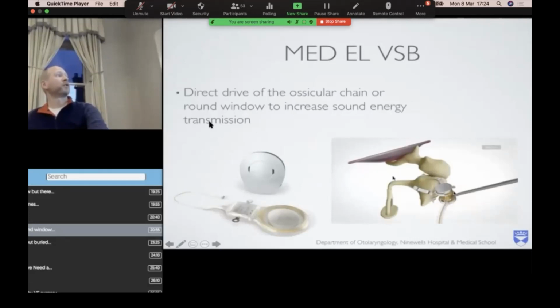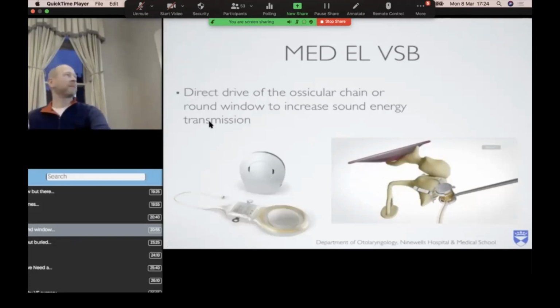This is the short process coupler. This is probably the easiest and sort of first choice approach if you can get it. It can be attached onto the long process down here. If you've not got an incus, it can be attached onto the stapes. And if you've not got a stapes, it can be attached onto the round window. And that's probably your order of preference of insertion, A, because of ease.